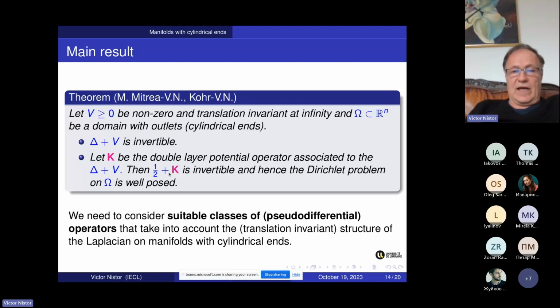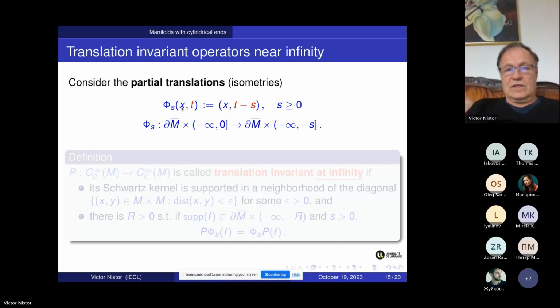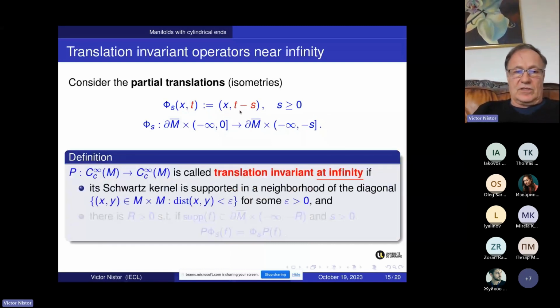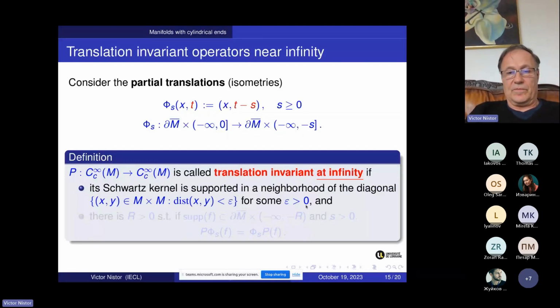Okay, and we will consider suitable classes of pseudo-differential operators. In fact, this K, the S, they're all pseudo-differential operators. So that's why we like them and we study them. So what kind of pseudo-differential operators will we use? Well, like our differential operators, we will use pseudo-differential operators that are locally translation invariant near infinity. So we have this translation. X is the variable on the boundary. T is the variable on minus infinity to 0. And we have this translation. And we take pseudo-differential operators whose distribution kernel is supported in an epsilon neighborhood of the diagonal. So the Schwarz kernel is supported in this neighborhood, distance of x, y less than epsilon.